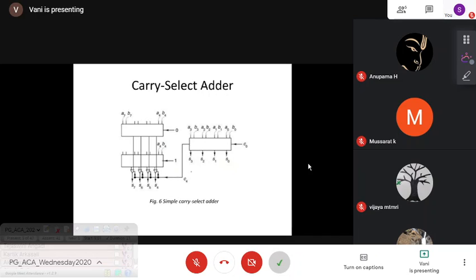If C4 is equal to 0, then the sum from the first block is selected. If C4 is equal to 1, then the sum from the second block is selected. Therefore, we can say that 2 additions are performed in parallel, so it consumes less time compared to other adders. This is about the carry select adder.